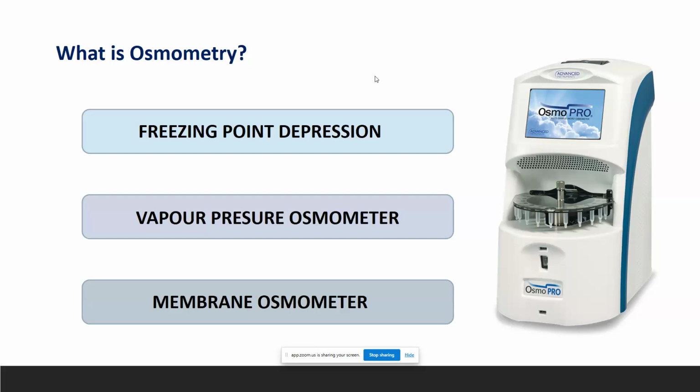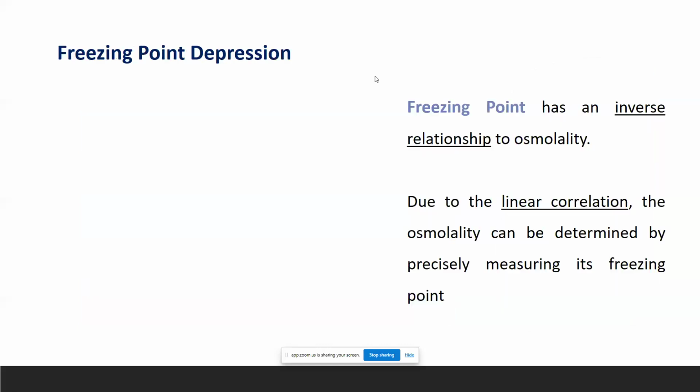Freezing point osmometers determine the osmotic strength of a solution by utilizing freezing point depression. Vapor pressure osmometers determine the concentration of osmotically active particles that reduce the vapor pressure of the solution. Membrane osmometers measure the osmotic pressure of a solution separated by a semi-permeable membrane. So they all have different underlying principles, but they use the colligative properties that we discussed earlier to determine the osmolality of a sample.